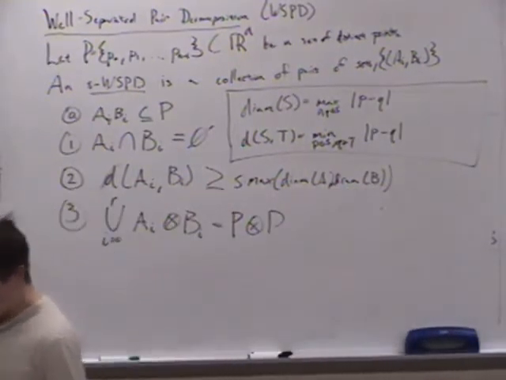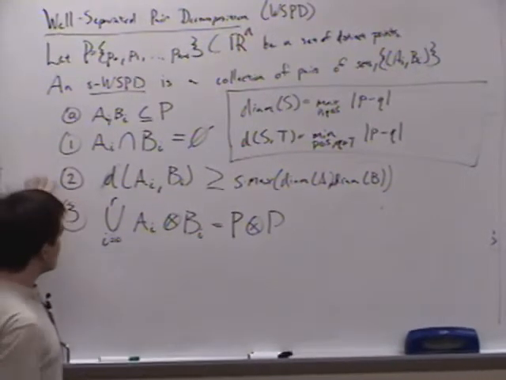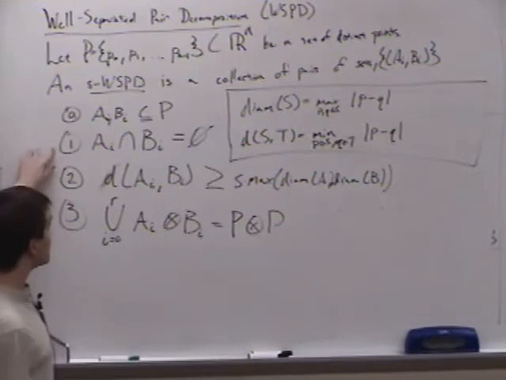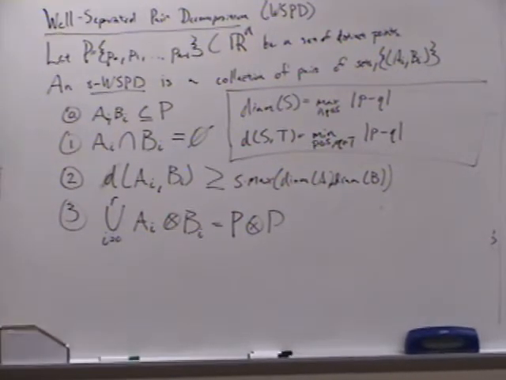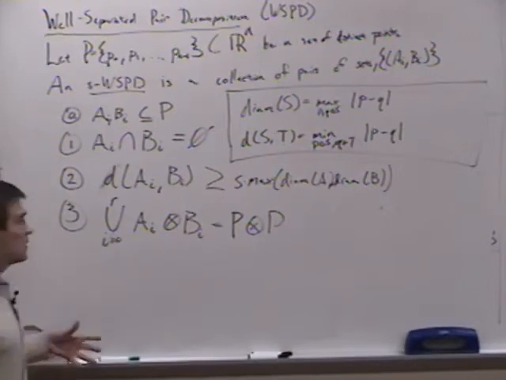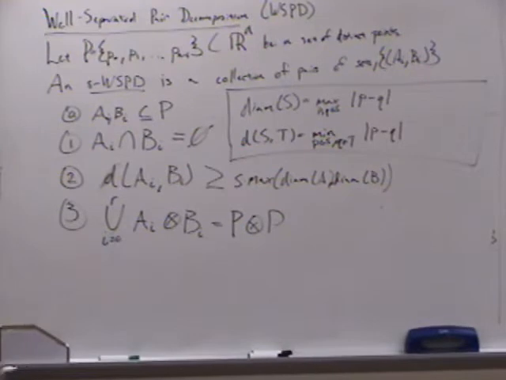OK, and so this is a well-separated pair decomposition. I could have actually used the fact that the points are all distinct with this axiom here to eliminate this point number 1. But it's useful to remember that these things are disjoint sets, right? So we can't ever put 2 points into the same thing or have them inside there.